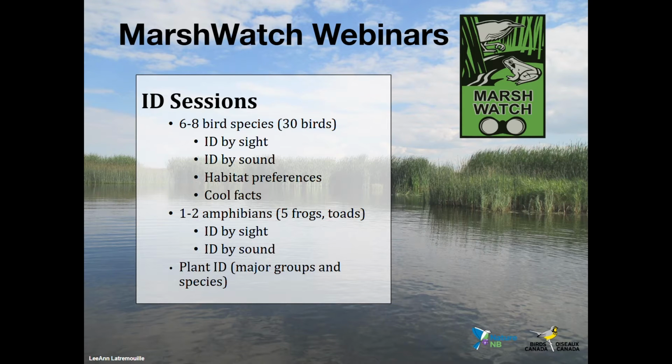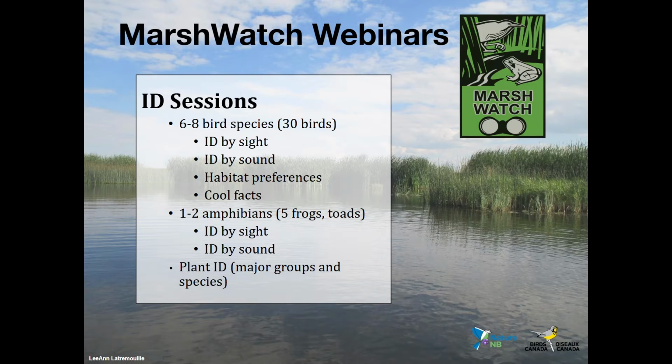So the webinars themselves will mostly be ID sessions, except for this first webinar. And each ID session will focus on 6 to 8 bird species for a total of 30 birds. This is a lot of information, but again, these webinars will be continuously available on the website, so you can always go back and review. So we're going to teach you how to ID these species by sight and sound. We're going to talk about their habitat preferences and also share some cool facts.